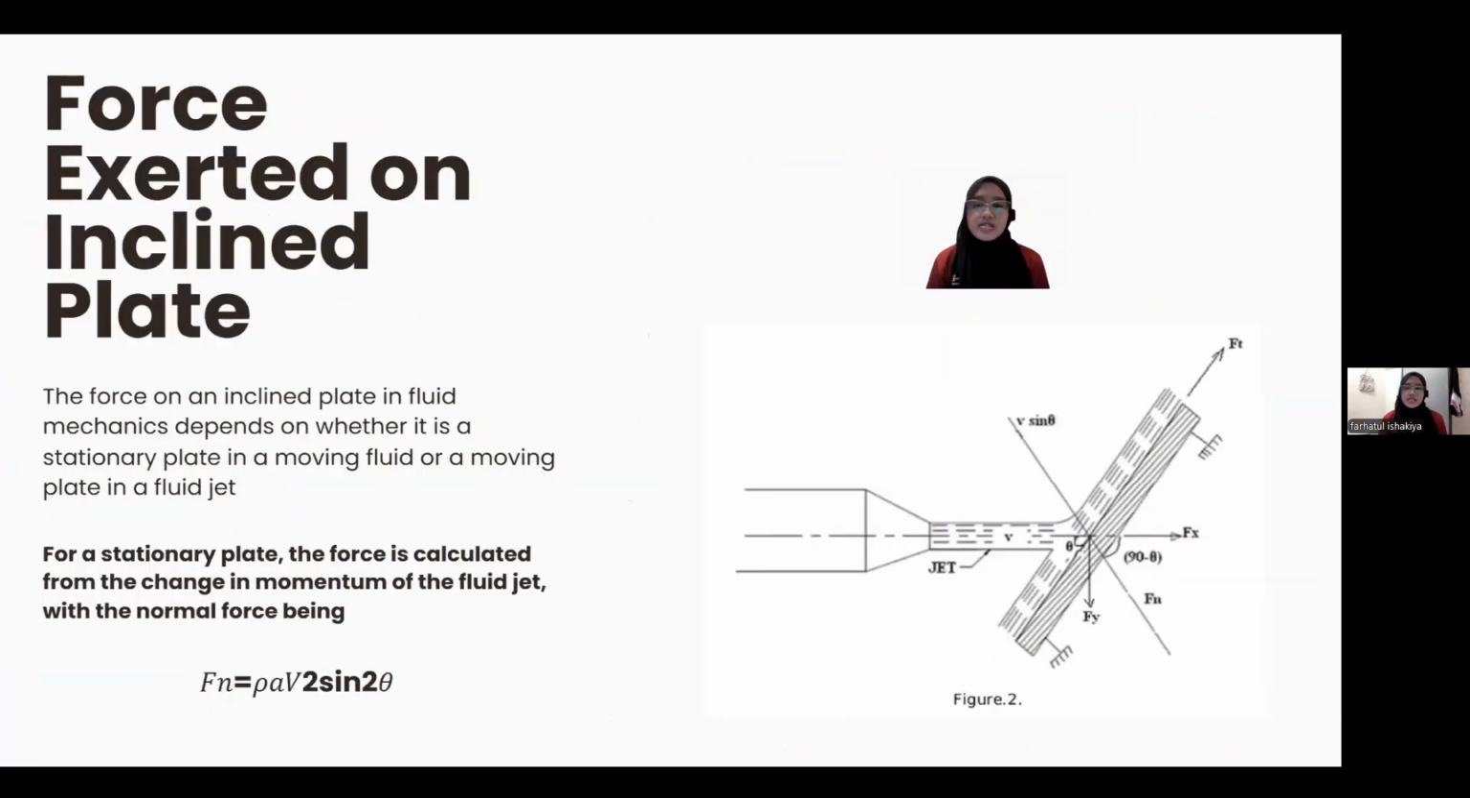Let's move to the next subtopic, which is force exerted on an inclined plate. So the force on an inclined plate in fluid mechanics depends on whether it is a stationary plate in a moving fluid or a moving plate in a fluid jet. For a stationary plate, the force is calculated from the change in momentum of the fluid jet, with the normal force being, as we can see, the formula Fn equal to rho A V squared sine squared theta.